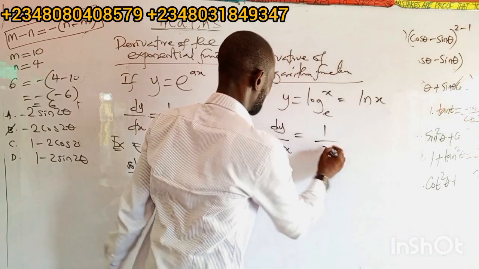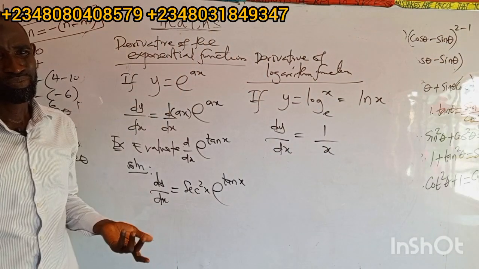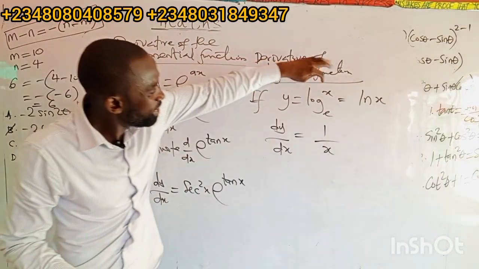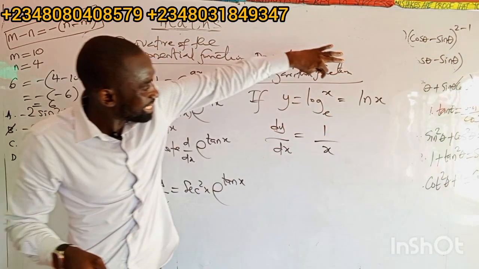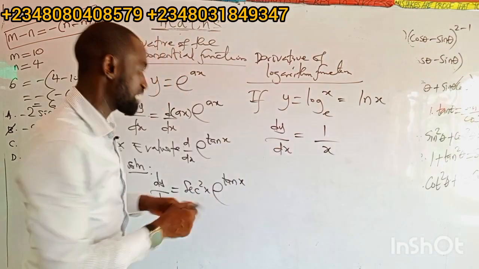Put that x back. That's all. Whenever you see log of an expression base e, our answer is to differentiate that expression all over that thing back. For example, look at this.